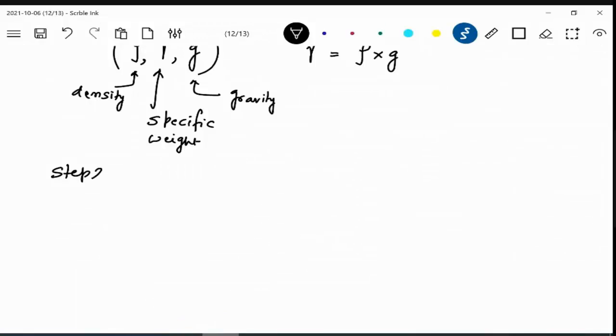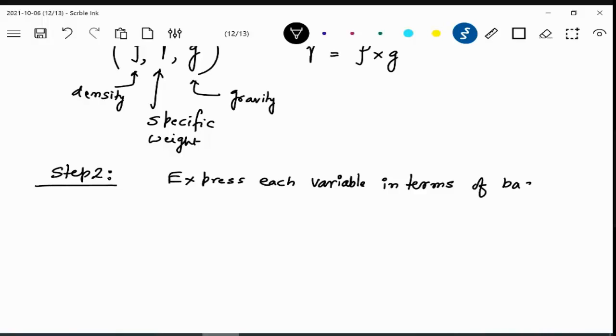Now the second step of the pi theorem is: express each variable in terms of basic dimensions.